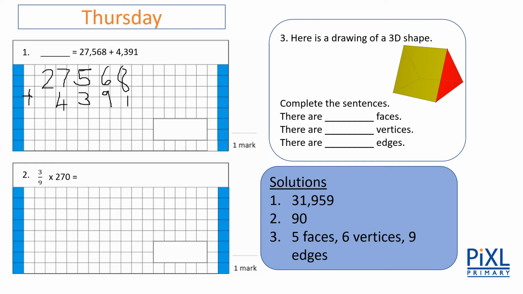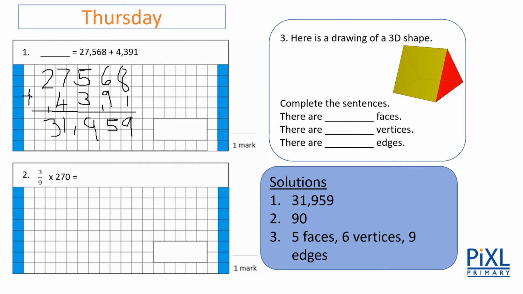So, let's do it. 8 add 1, 9. 6 add 9 is 15. I put my 5 down and I carry my 1. 5 add 3 is 8, so I need to add my 1, which gives me 9. 7 add 4 is 11, put my 1 down. And 2 add 1 is 3. So my answer, 31,959.